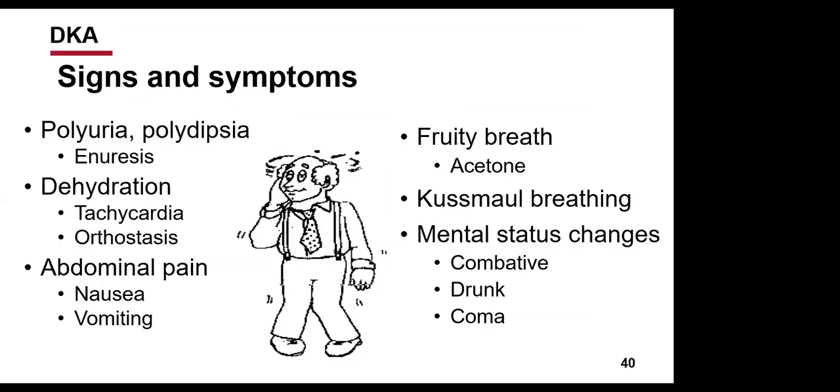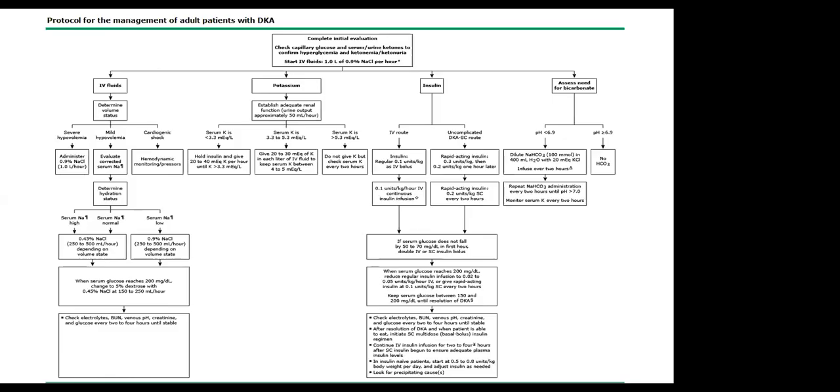So the signs, these patients tend to have polyuria, polydipsia, and even urinary incontinence, especially in children. And then dehydration, they tend to also come in with tachycardia and orthostasis because of the dehydration, abdominal pain, and then they tend to have a fruity breath, and then Kussmaul breathing as well, and mental changes, especially some coming with coma. So this is the management.